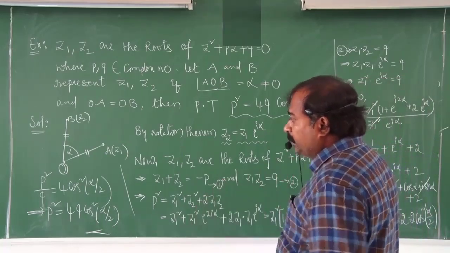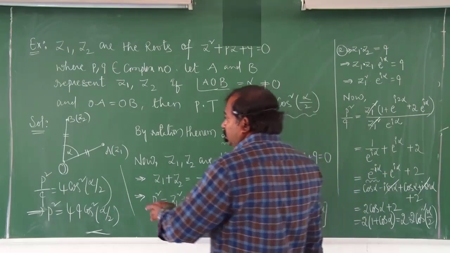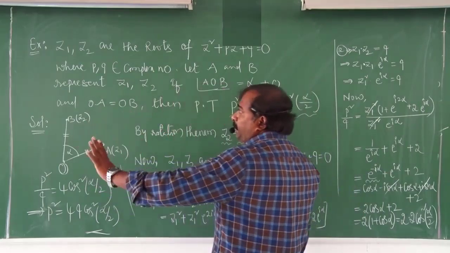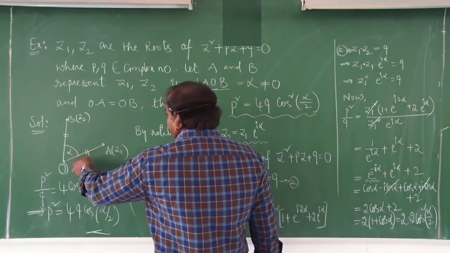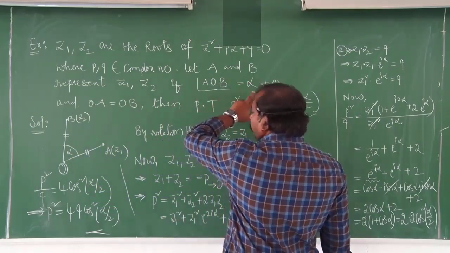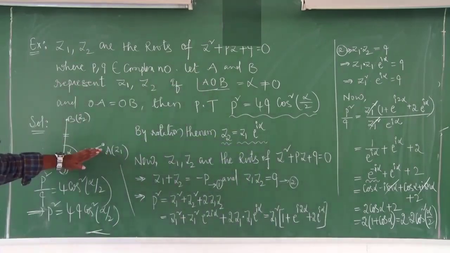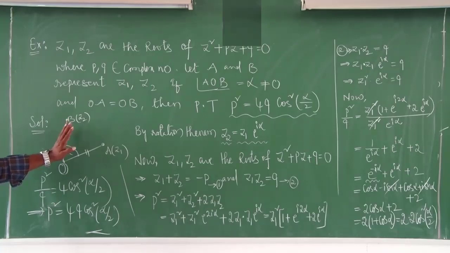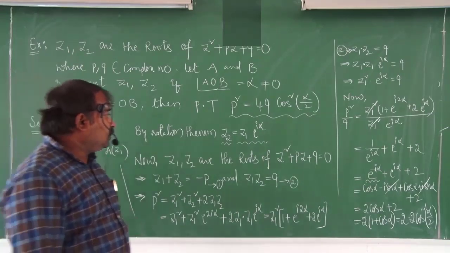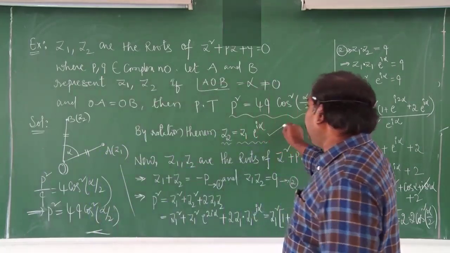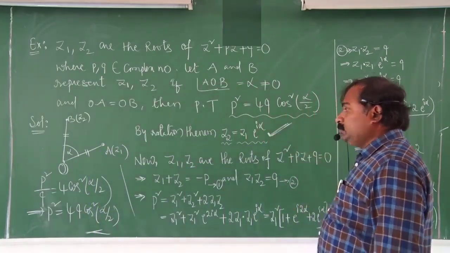While entering into the bit, first of all, what is given? A of z1, B of z2, let it be. According to the data, OA equal to OB and angle AOB is alpha. So if you rotate OA through an angle alpha, you will get OB. So there immediately we have to apply the rotation theorem. According to the rotation theorem, Z2 is nothing but Z1 into e power i alpha. This is the first point we have to observe.